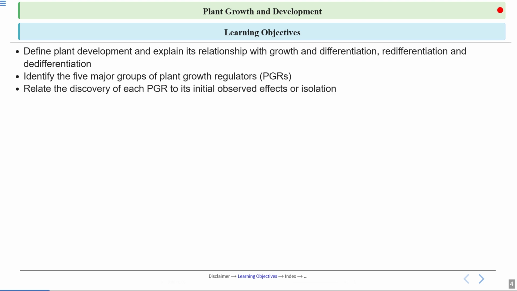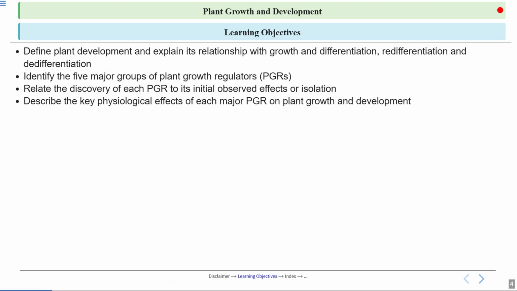Okay, now plant growth regulators act like a tool, okay? And we will talk about their discovery, how the plant growth regulators were discovered, what is their effect, and how they are isolated. We will see the physiological effect of each major plant growth regulator, and its role in plant growth and development.